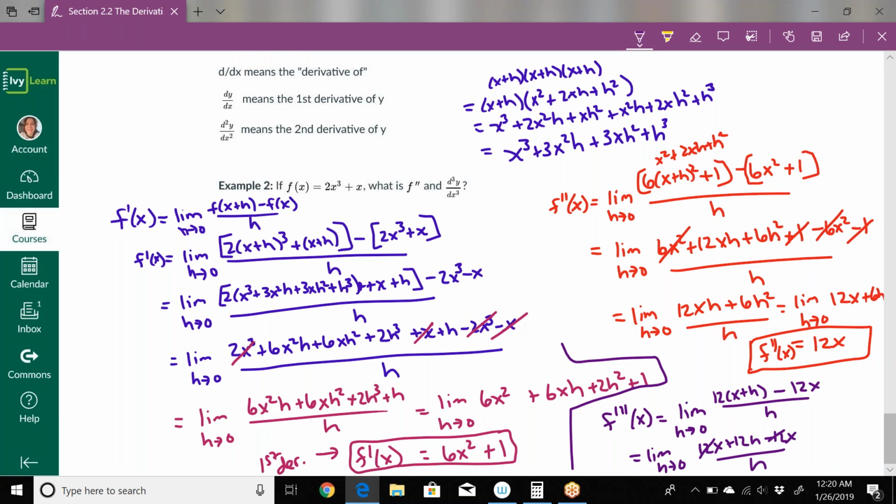So this is just going to be 12h over h, which means that we don't have an x anymore or an h anymore to plug into. Now remember, we learned a rule that said if your limit as you're approaching something is of a constant, the answer is just the constant. So the third derivative of this function is 12.